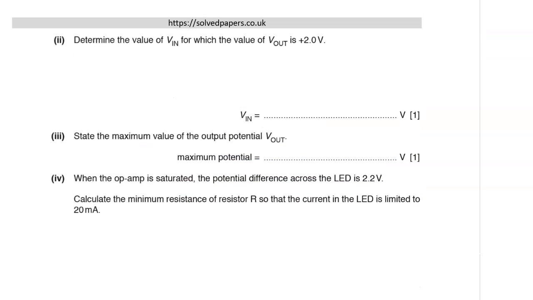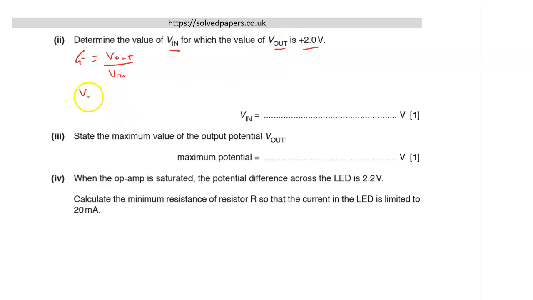Very well. Part 2 of B: determine the value of V in for which the value of V out is plus 2 volts. Of course, since you have gotten the gain, which is equal to V out over V in, we want the value of V in when the V out is this.